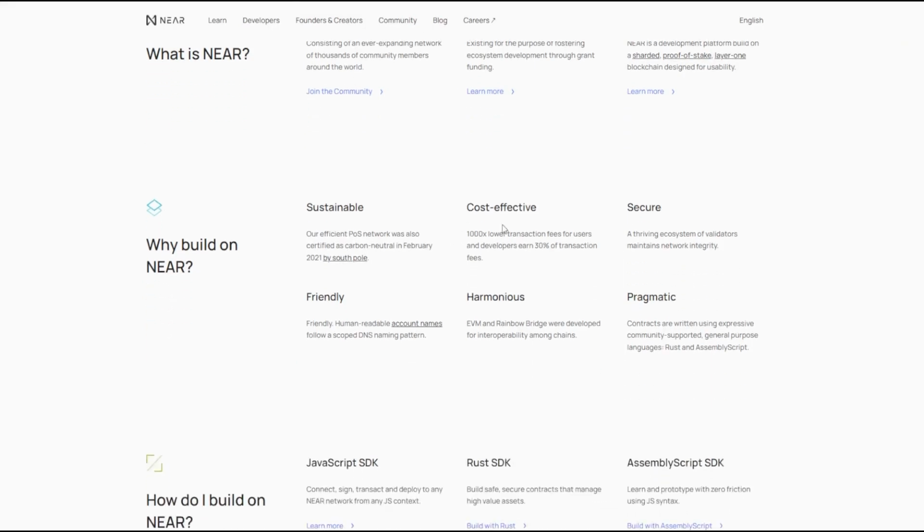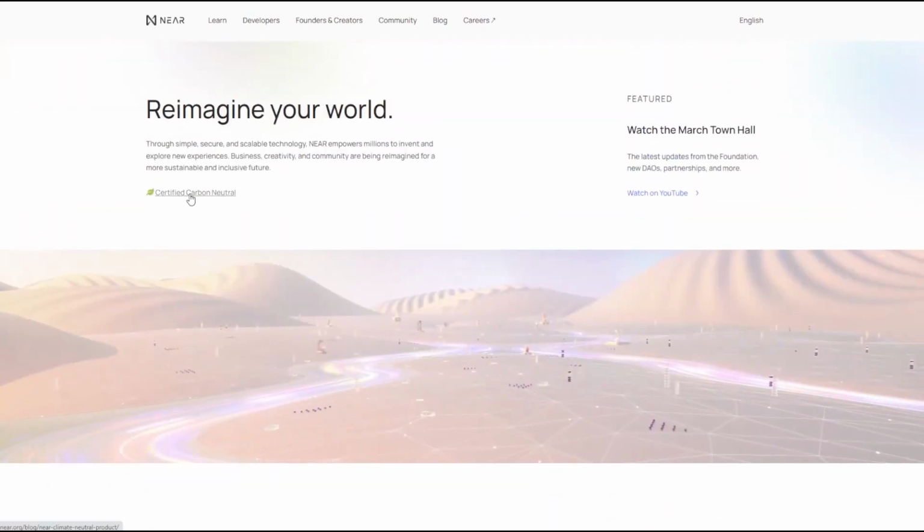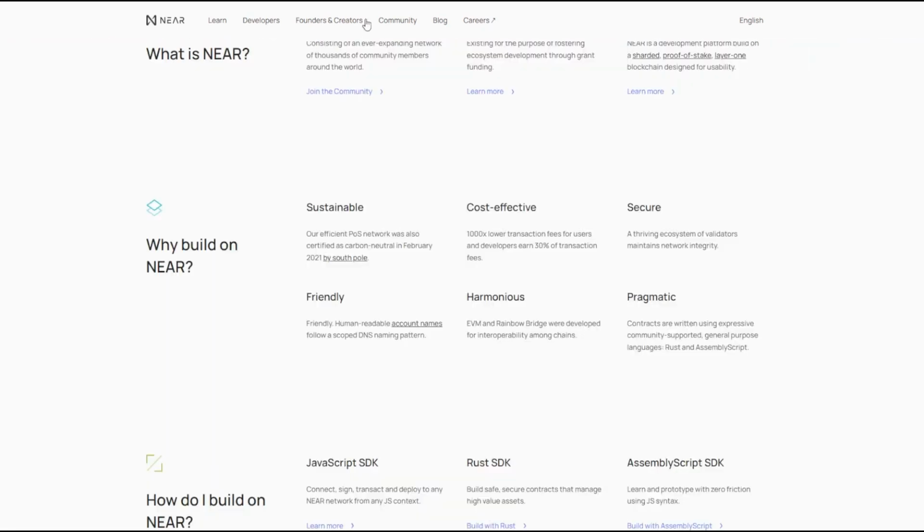But why should you build on Near? And I will move into some use cases in a minute or two, but what we can see is that it is completely sustainable. So it is proven to be green. You can see that on the top of the website as well. It is certified carbon neutral, so you can check that out as well.